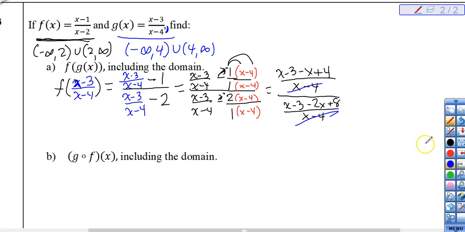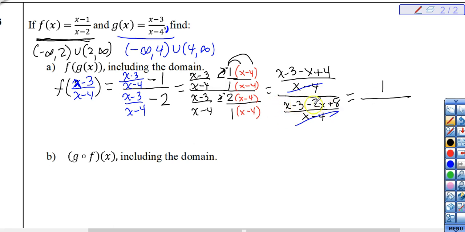We don't want you anymore. You can ask me why in a minute. Let's just finish this out. So, I got rid of those denominators. I just threw them out. Let's simplify this numerator. Add your x's together. What do you get? 0. And negative 3 plus 4 is 1.